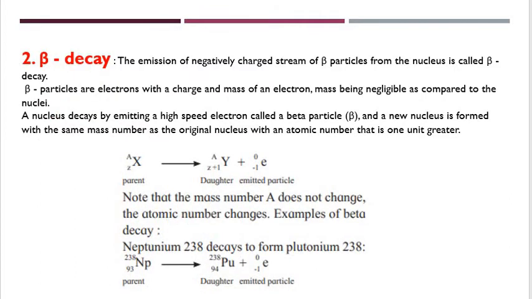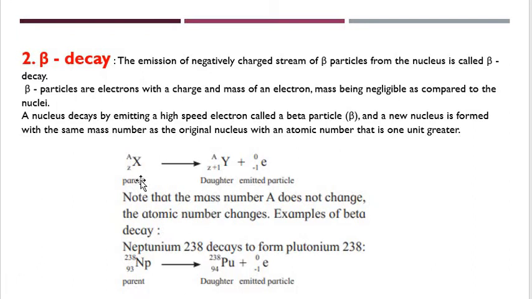Now, beta decay. Beta decay is the emission of negatively charged stream of beta particles from the nucleus. You know that beta particles are electrons with a charge -1 and mass of an electron which is 0. So a nucleus decays by emitting high speed electron called beta particle, and a new nucleus is formed which is having the same mass number, but the atomic number will increase by 1 unit.